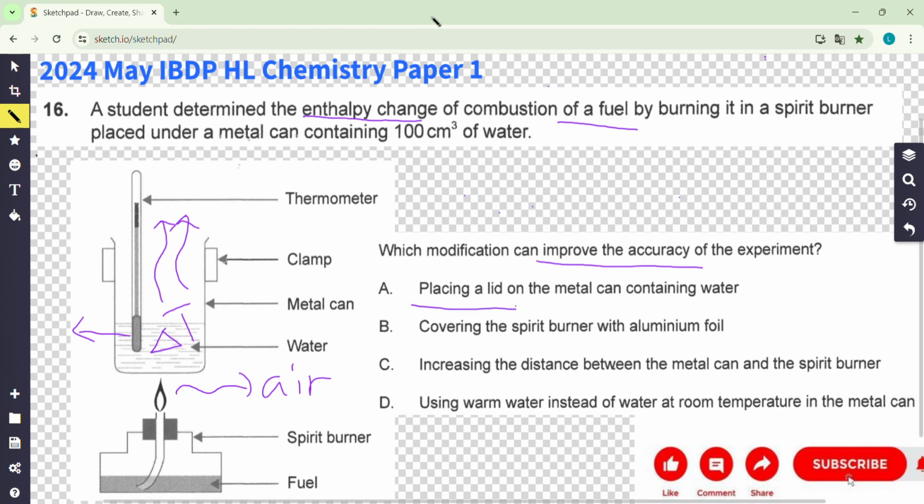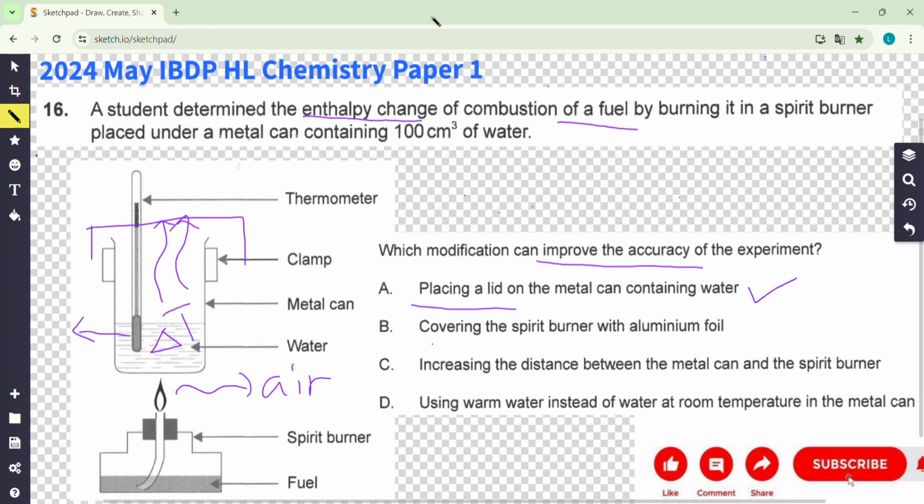Placing a lid on the metal can containing water. Okay, place a lid here. Yeah, you can stop the convection current, stop the energy loss by evaporation. Good. But don't be so confident. Look at B, C, D maybe, or correction from the point of view.